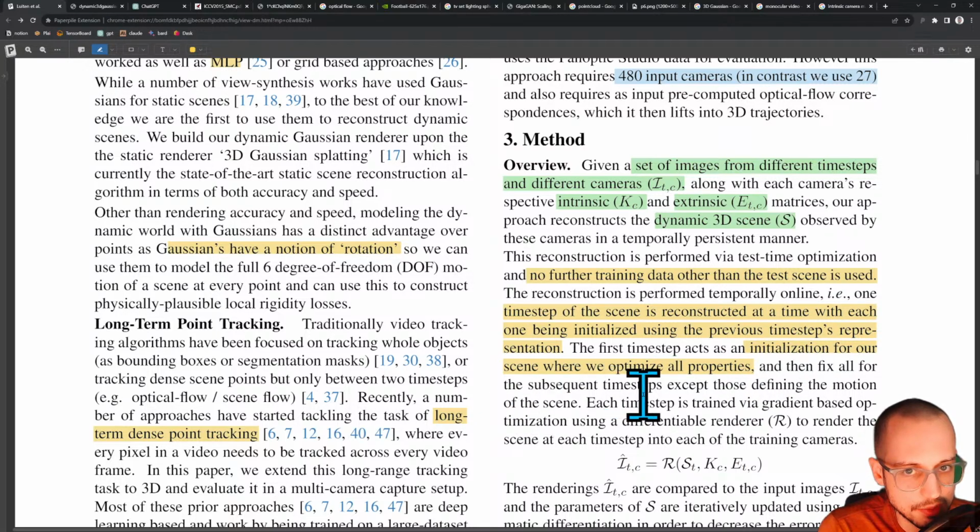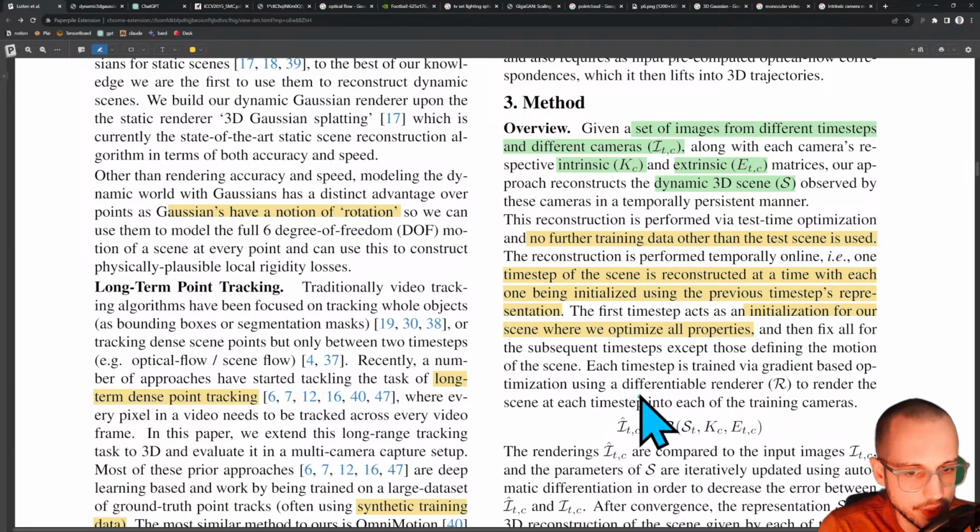And then fix all of the subsequent time steps except those defining the motion. Each time step is trained via gradient-based optimization using a differentiable renderer. The differentiable renderer, again, is key because you're going to be using a reconstruction loss, and you need to be able to push that reconstruction loss past the renderer into the actual 3D Gaussians to render the scene at each time step into each of the training cameras.